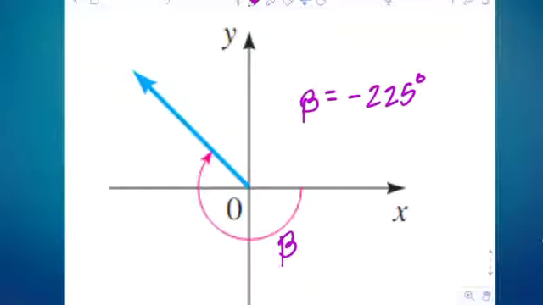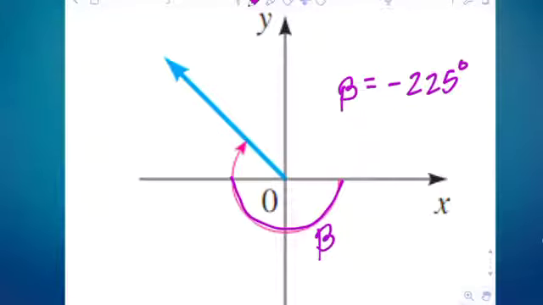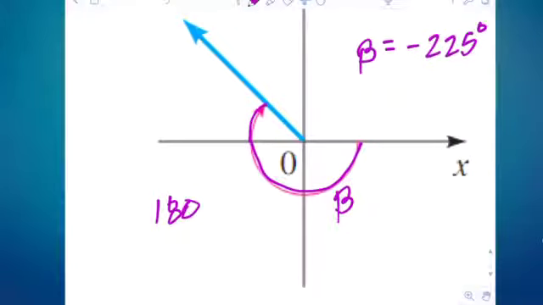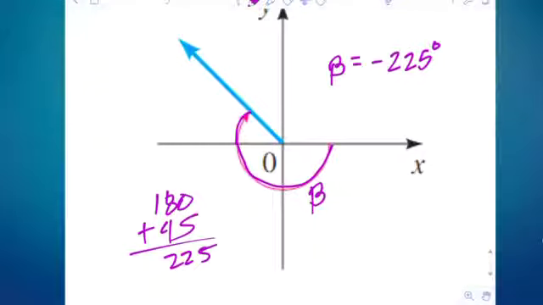225 degrees. Good. Because it looks like we're going 180 degrees in the negative direction plus another 45. So 180 plus 45 equals 225. Now that's bench work, so I don't have to put my degree bubbles on there, and I don't have to worry about the sign. That's the magnitude of the rotation. The fact that it's negative is because it rotates in the clockwise direction.